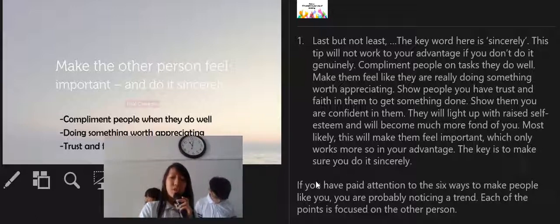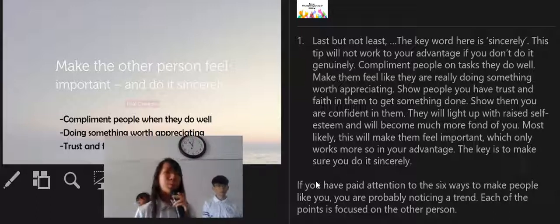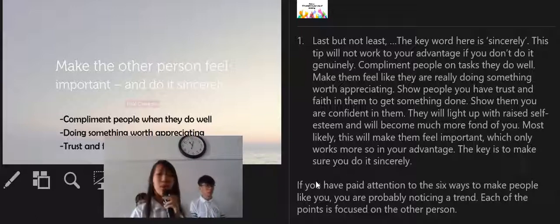Show people you have trust and faith in them to get something done. Show them you are confident in them. They will light up with raised self-esteem and will become much more fond of you. Most likely, this will make them feel important, which only works more to your advantage. The key is to make sure you do it sincerely. If you have paid attention to the 6 ways to make people like you, you are probably noticing a trend. Each of the points is focused on the other person.